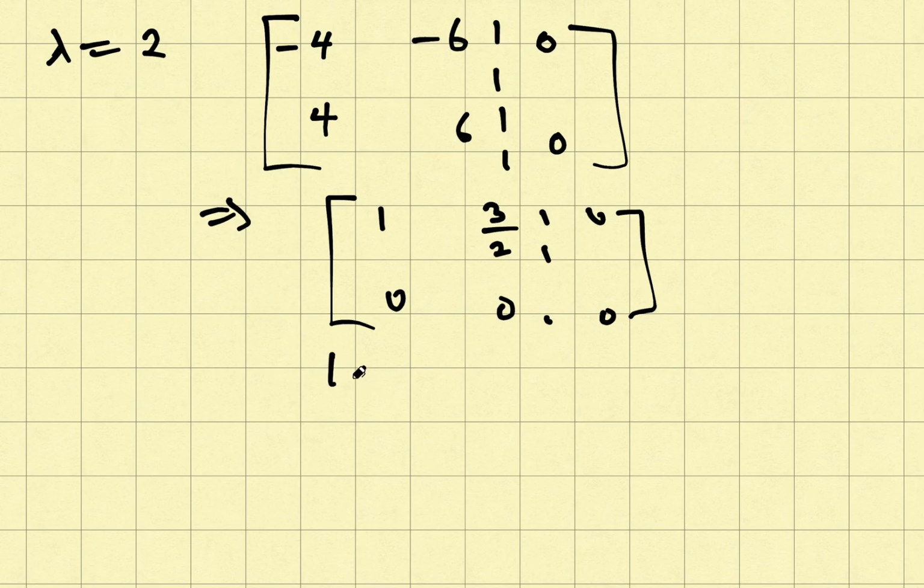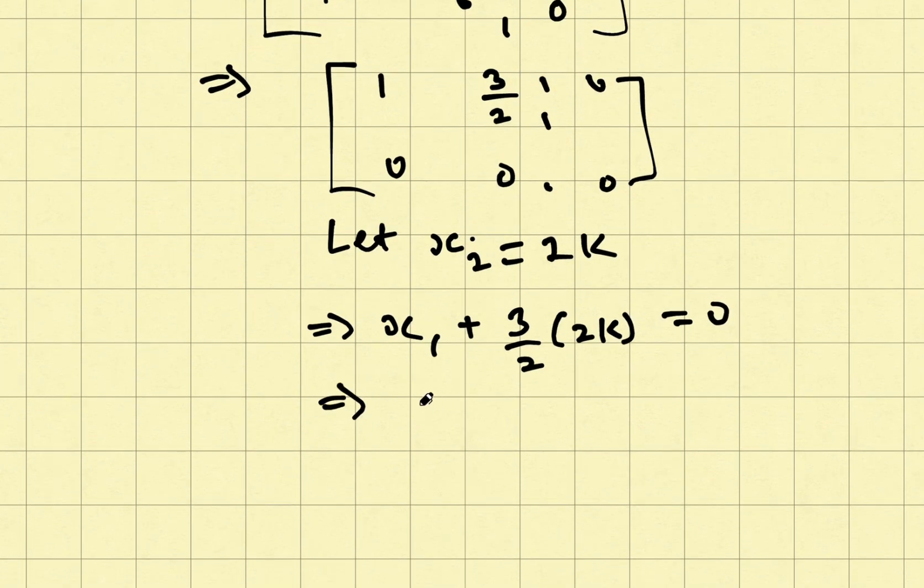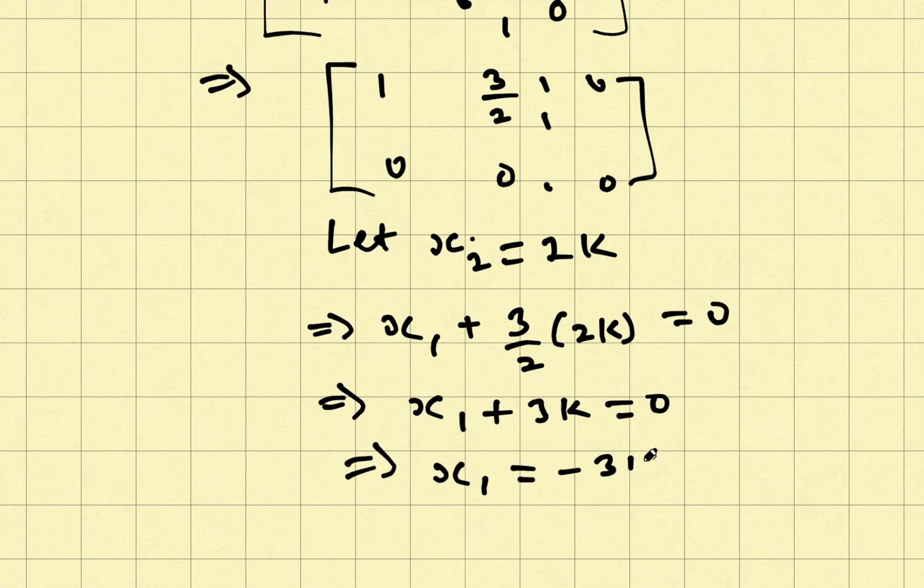So we can say let x2 equal, now I want to really get rid of this 2 down here. So I can say let x2 equals 2k. I wouldn't be doing anything wrong if I say let x2 equals 2k. So that implies that x1 plus 3 over 2 times 2k would be equal to 0. If the 2 cancels out, we have x1 plus 3k equals 0. And that implies that x1 equals negative 3k.